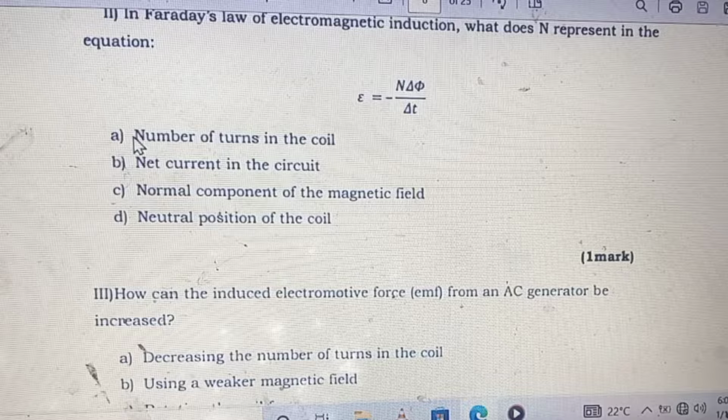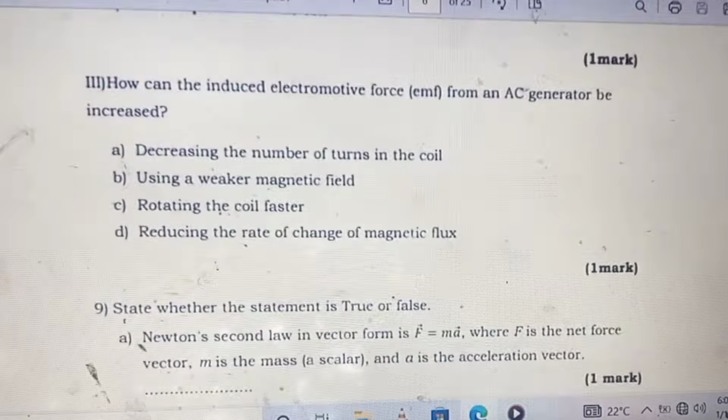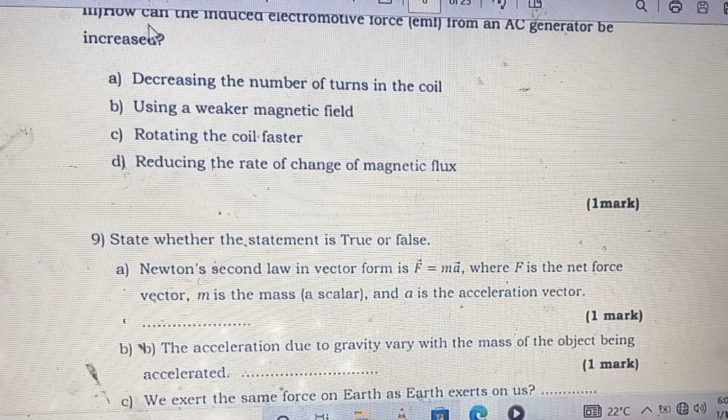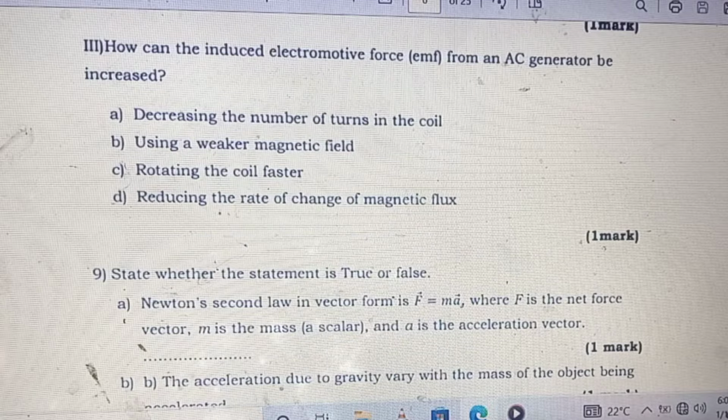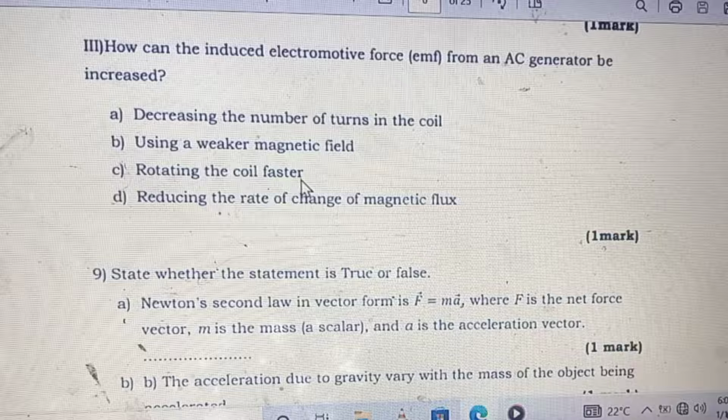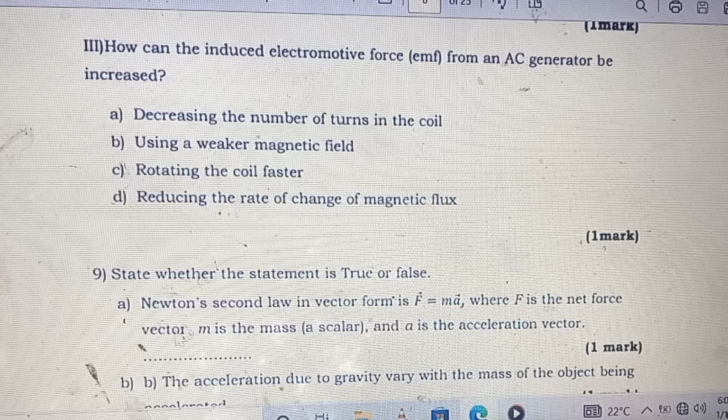The correct option is A, number of turns in the coil. Next, I3. How can induced electromotive force from an AC generator be increased? The correct option is C, rotating the coil faster, when we increase speed or frequency.